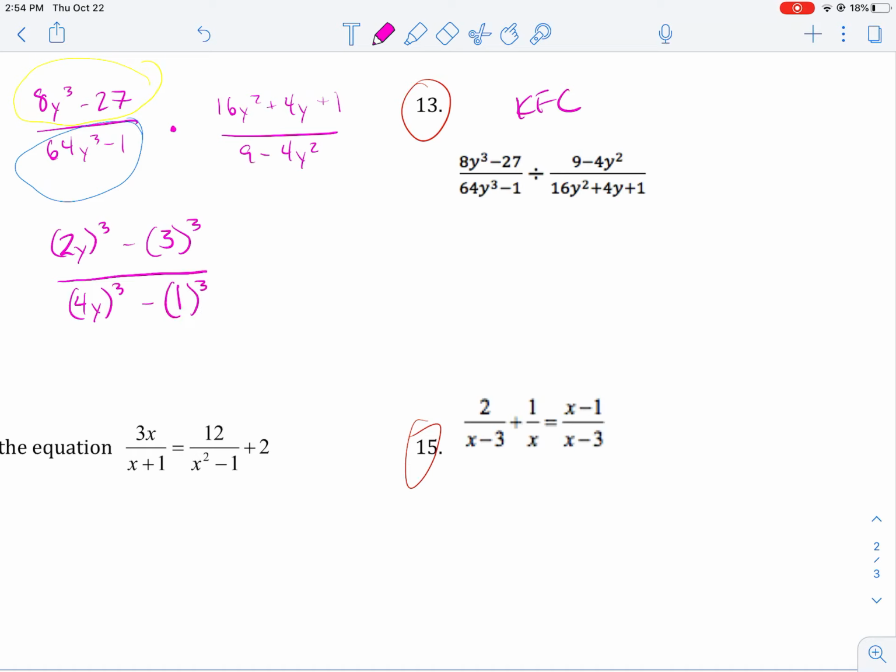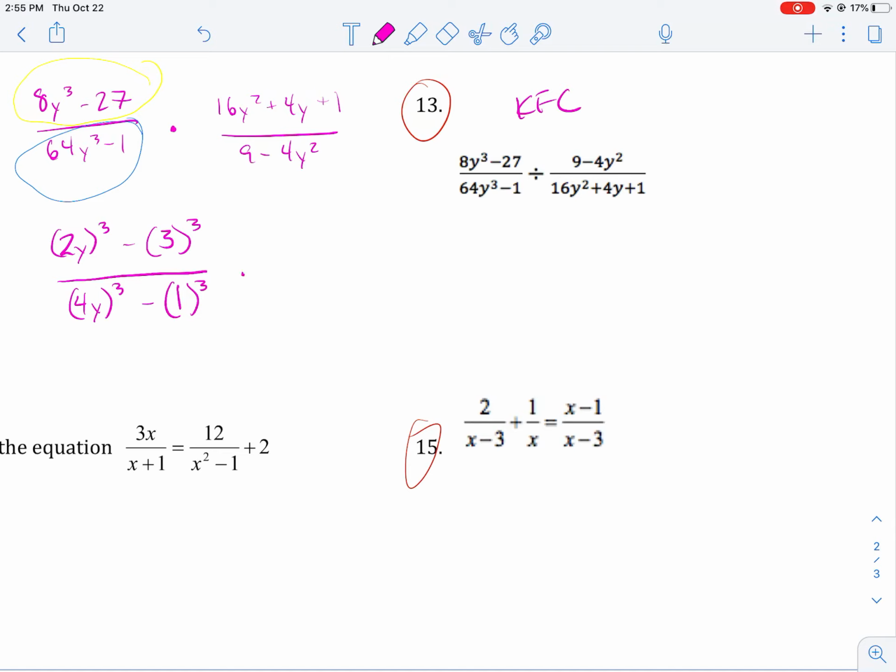Hopefully writing it like that guides you to figure out what your a and b value is. Notice I didn't change any value in the expression, and if I cubed both 2y and the 3 and the 4y and 1, we would get the same expression. Okay, let's take a look at the other side.